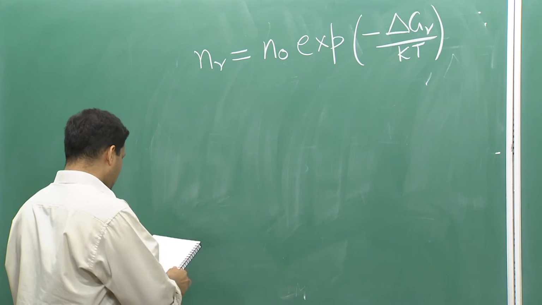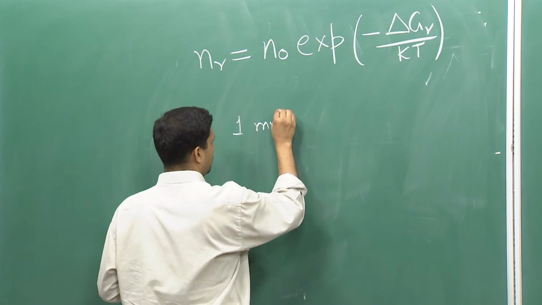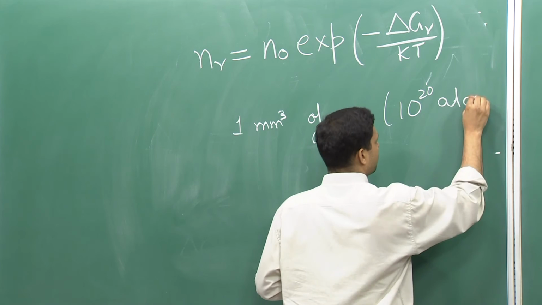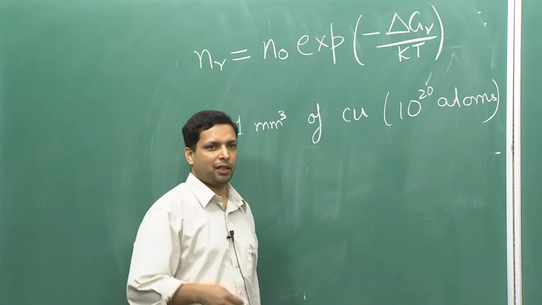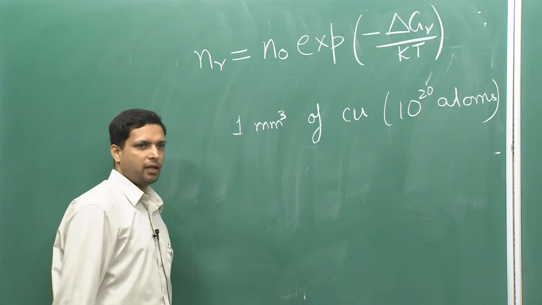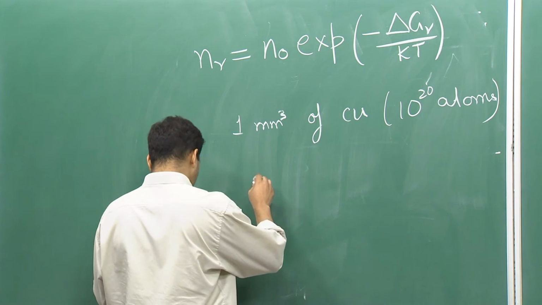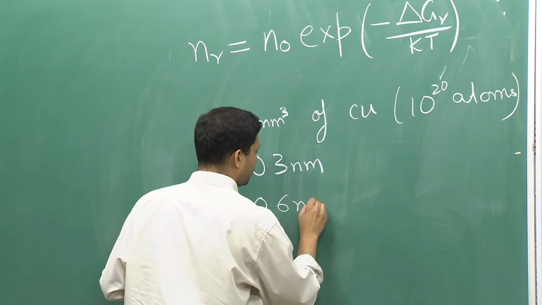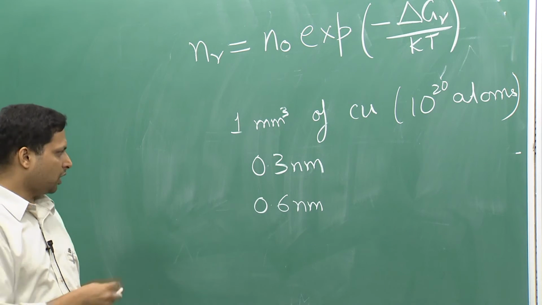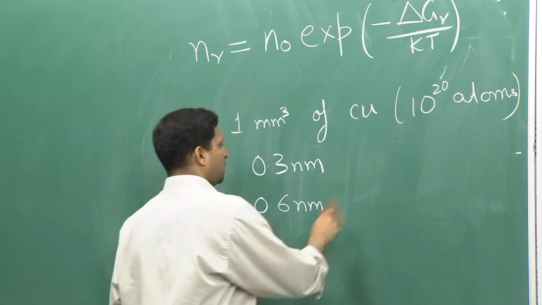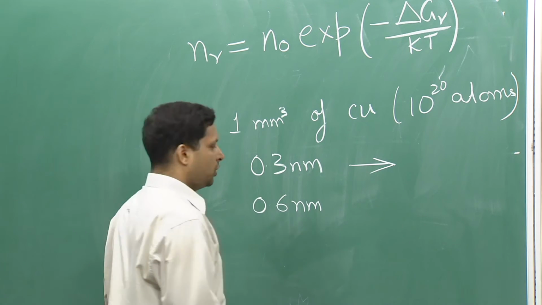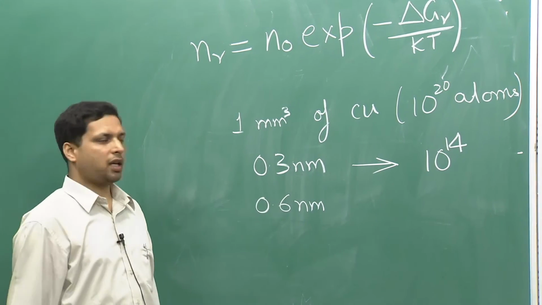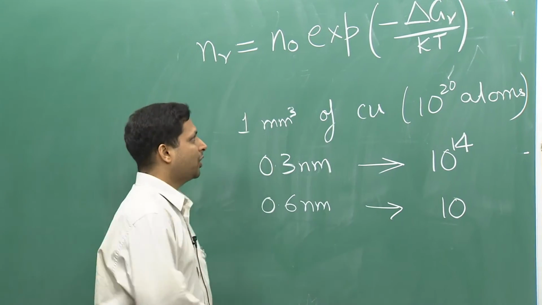As an example, if we take 1 millimeter cube of copper, which has approximately 10 to the power 20 atoms, so N naught is 10 to the power 20 divided by the volume. If we take this kind of a size, and then if we are looking for a nucleus of size say 0.3 nanometer and compare it with the number of nuclei with size 0.6 nanometer, the change in the size is not very large, it is just double, but look at the number of clusters that you can find. A cluster of this size you would find approximately 10 to the power 14, but a cluster of this size you may find only 10, because of this exponential term.